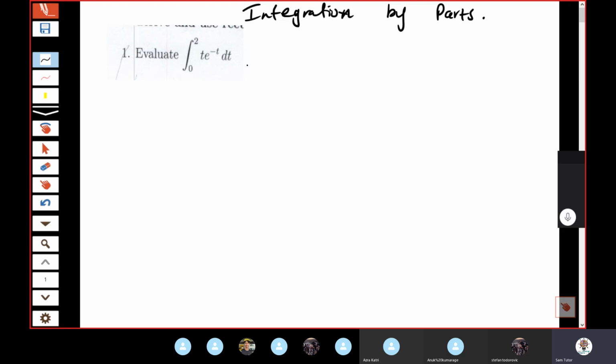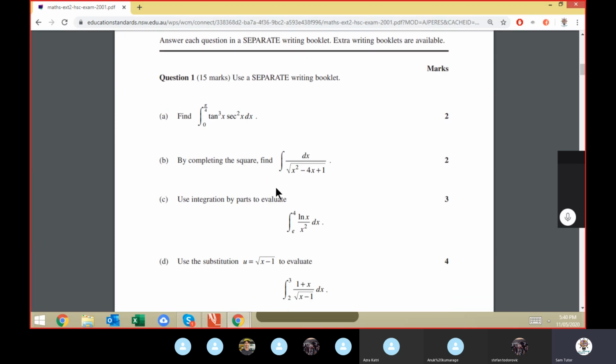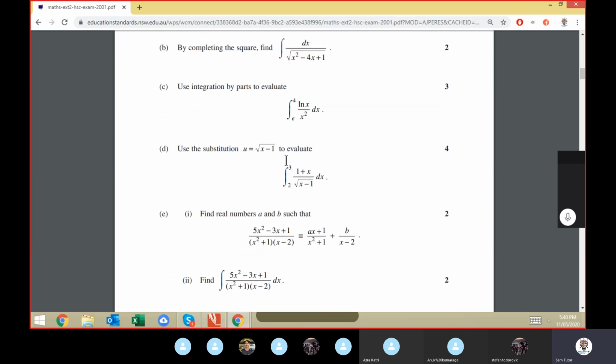So, you know, we've done completing the square. We've done, again, let's review that. You know, this would look like a completing the square question. We've done a U substitution. We've looked at trig substitution. We've done partial fractions. We know how they look like now.